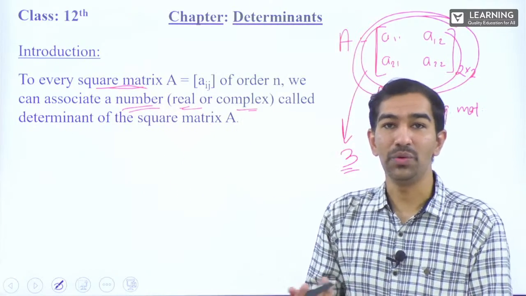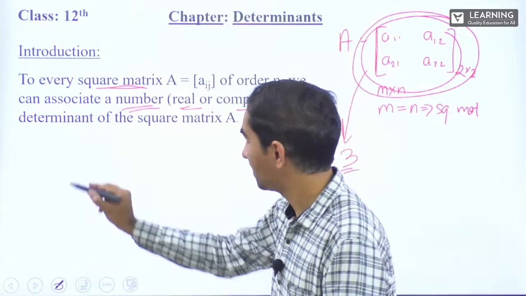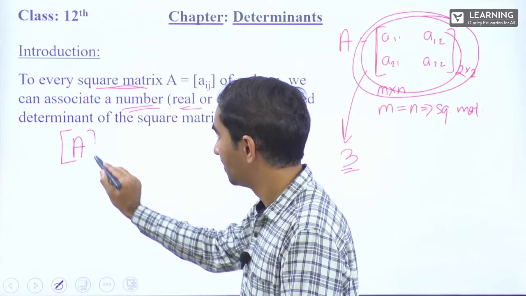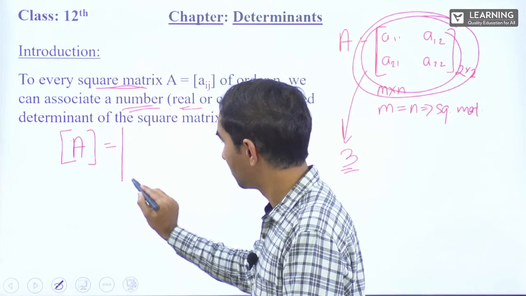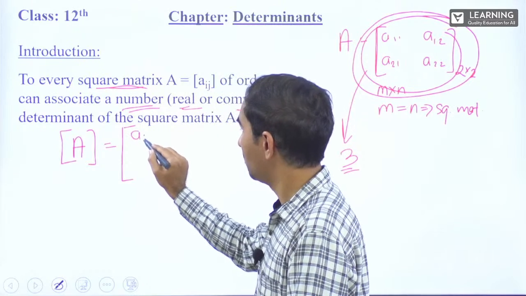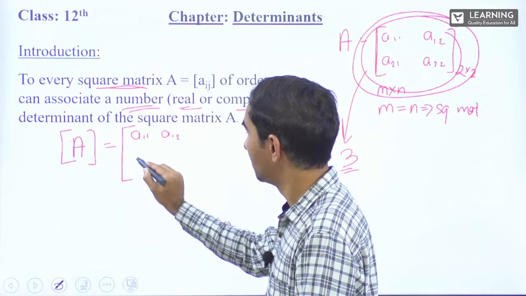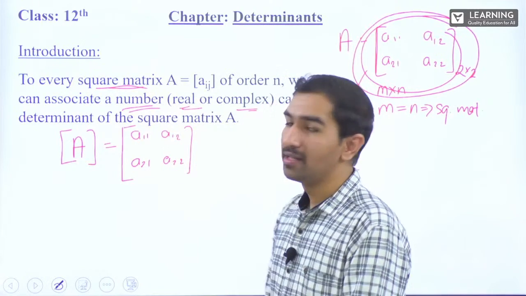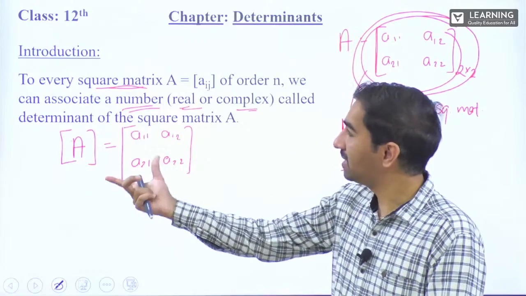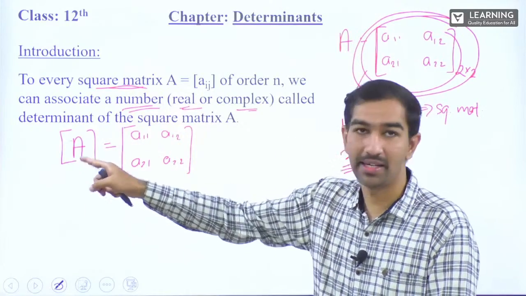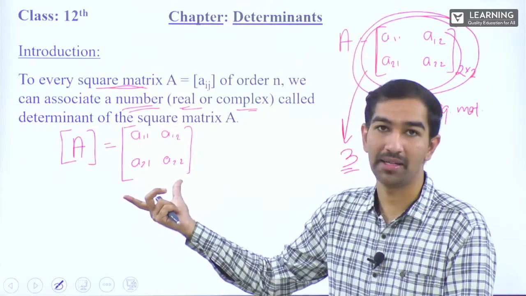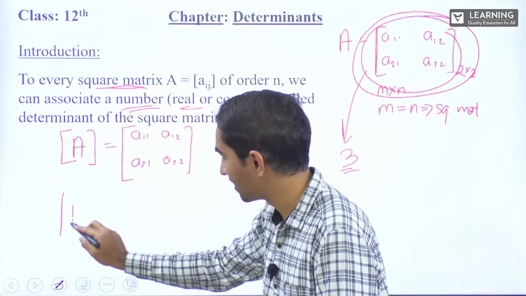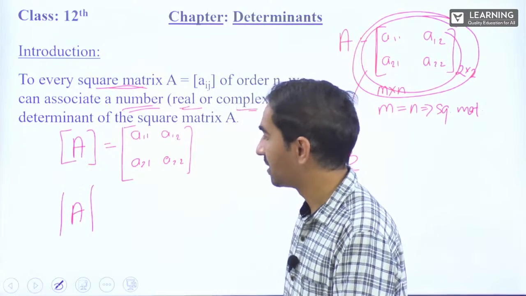Now students, how do we represent a matrix? The matrix can be like this: matrix A is equal to square bracket A11, A12, A21 and A22. Now how do we write the determinant? The matrix is written within square brackets, right? Determinant, how can it be written? Simple, students. Two straight lines, that's all. So this is called determinant A.